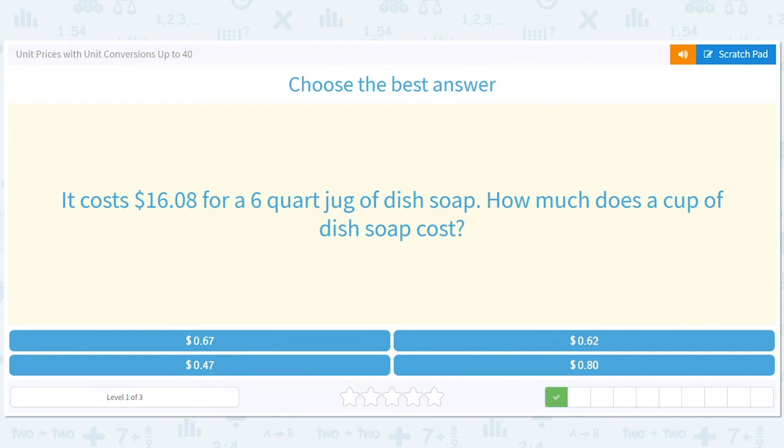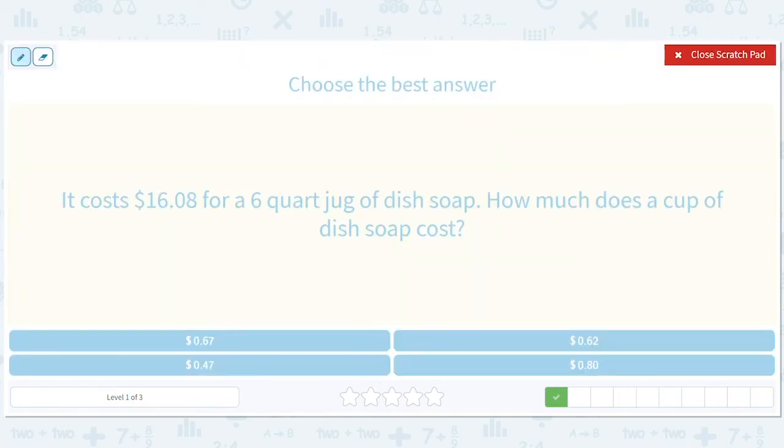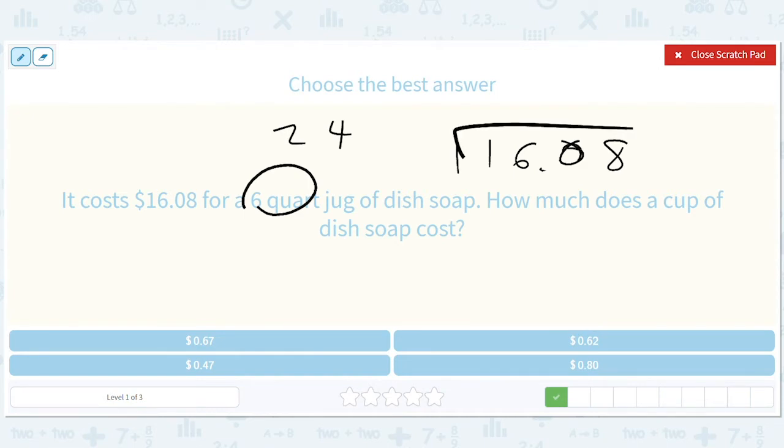It costs $16.08 for a 6-quart jug of dish soap. How much does a cup of dish soap cost? Okay, so there are 4 cups in a quart, so there should be 24 cups. So we need to divide 1608 divided by 24, and this will be 7, or rather, doesn't seem like it's going to be an option here. What did I do wrong?